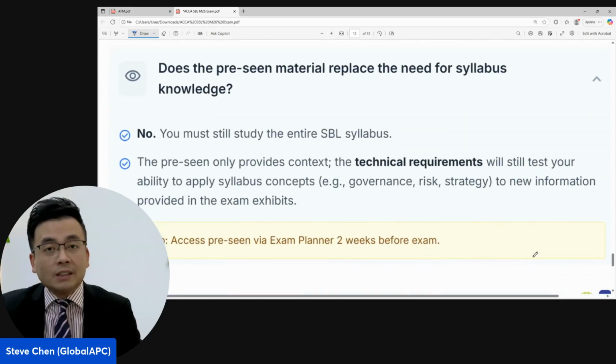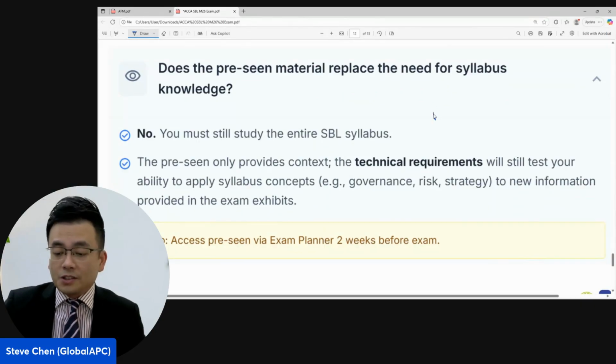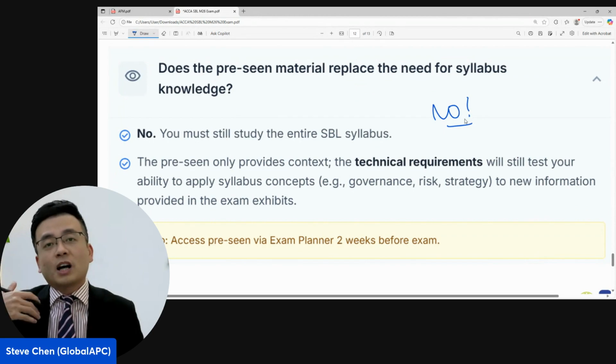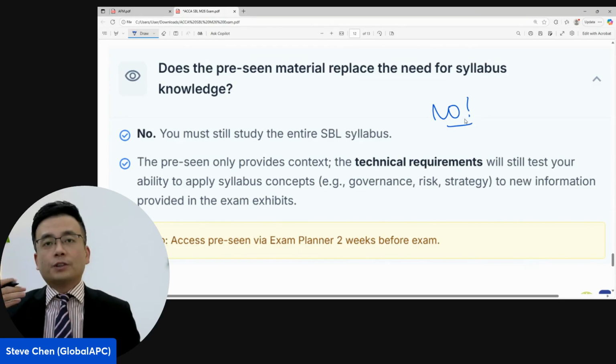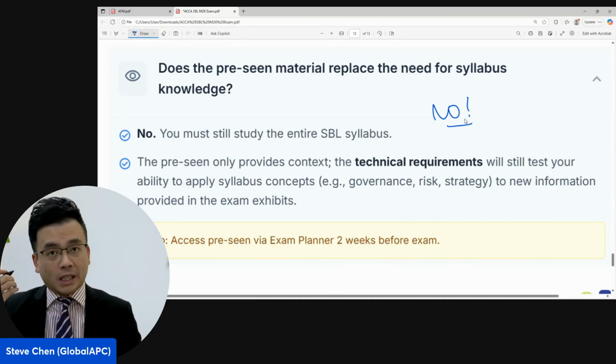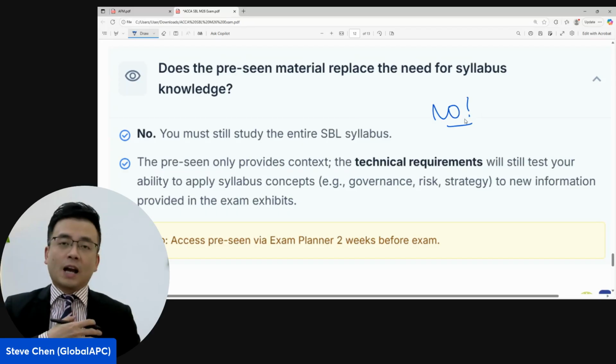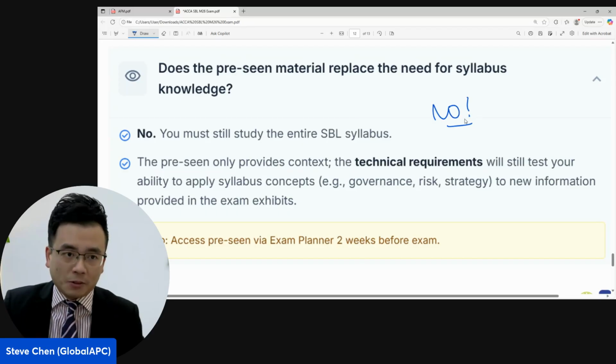Does the pre-seen replace the need to go through the syllabus? The answer is no. But I try my best to link all the syllabus knowledge to the pre-seen material. If you go through my past pre-seen analyses, you will find them extremely useful. Even if you haven't covered the entire SBL syllabus, that does not really matter.